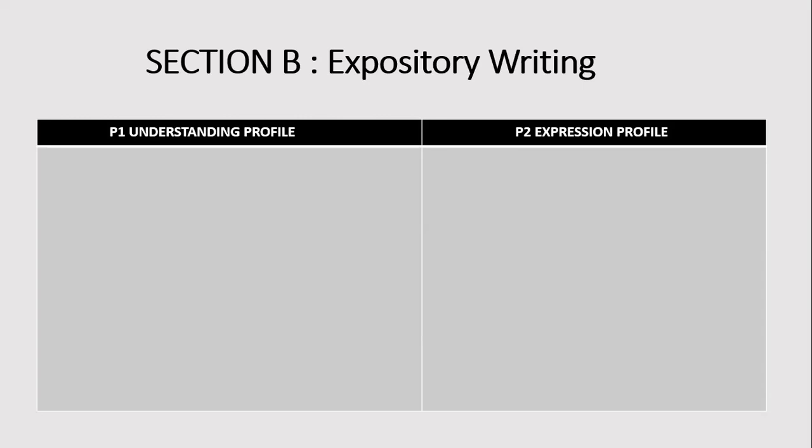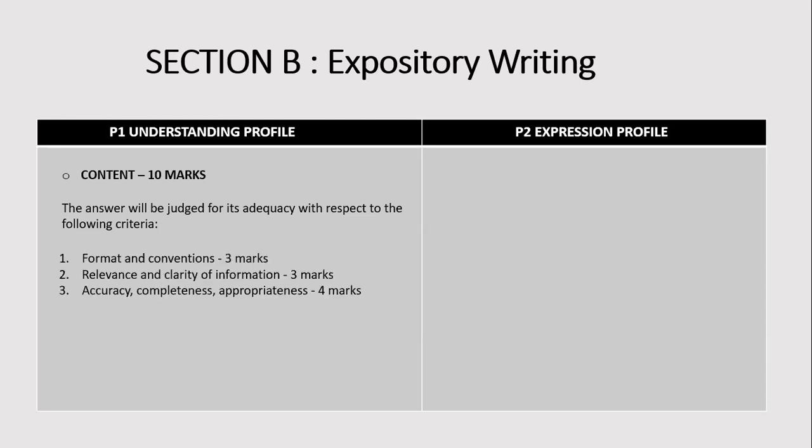Understanding profile expression. So let's look at the understanding profile. This section is actually 30 marks. It carries 30 marks, right? Unlike summary where content was 5 marks, we see that content here is 10 marks. You will be marked on the following criteria: format and convention, which is 3 marks. So as much as I told you, learn your formats.